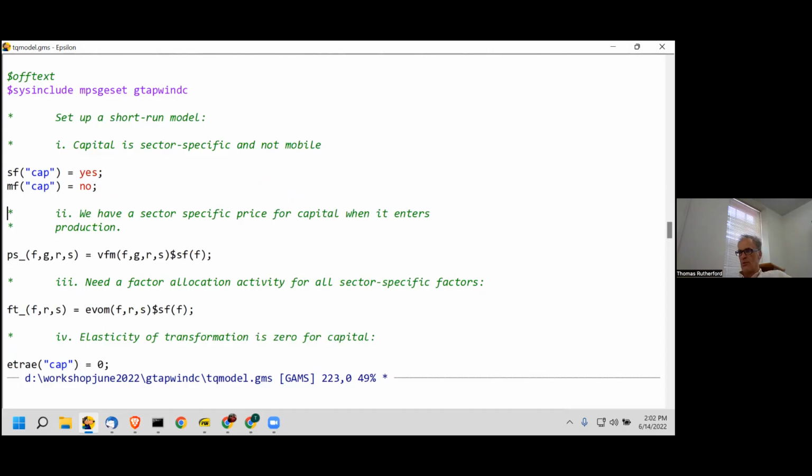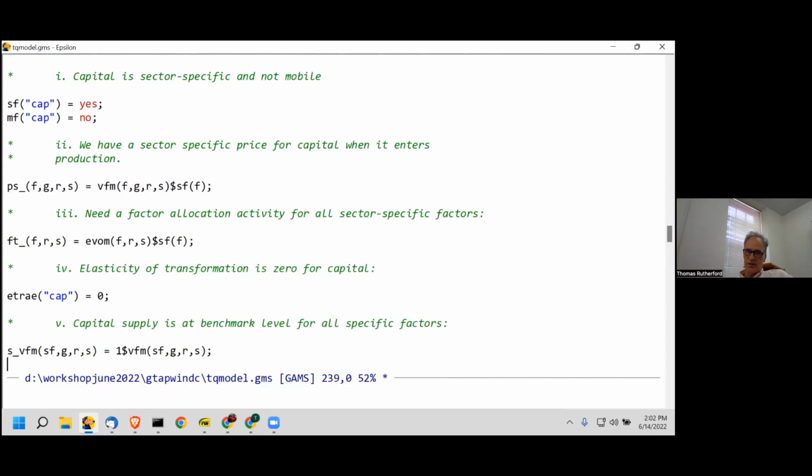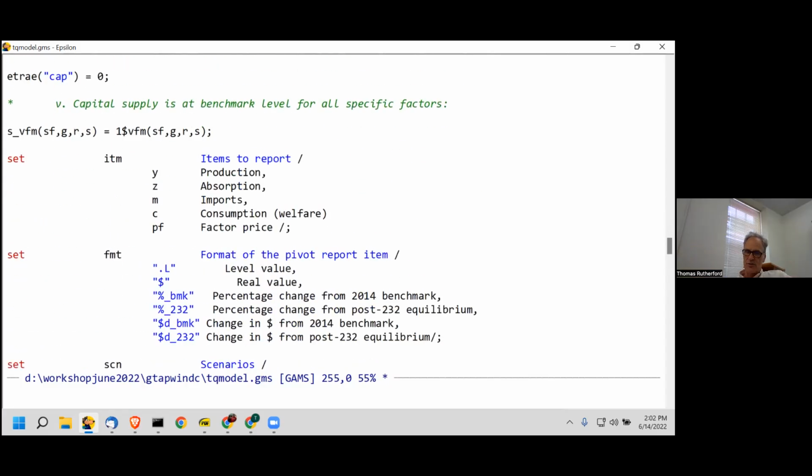In the normal GTAP model, capital is mobile between sectors. So here I'm going to make it so it's specific to the sector. Again, you have to mess around a little bit, but set the elasticity of transformation to 0. That fixes the capital stocks.